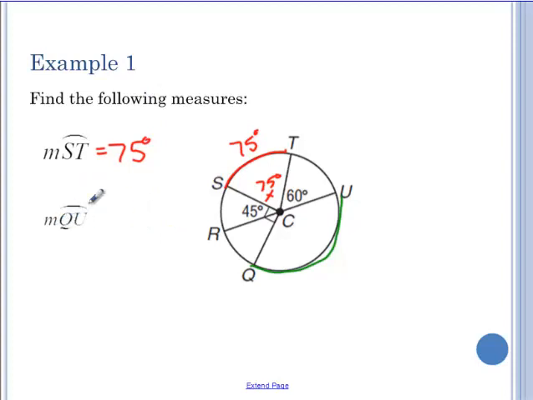For QU, it's a little different because I need to find this angle over here. Let me switch to green. Since this is 45, I know that because I see this right angle, and 45 plus 45 is 90. The remainder of that half of the circle from R all the way around to U is 180 minus 45, or 135. Since that's 135, that angle is equal to the measure of that arc.